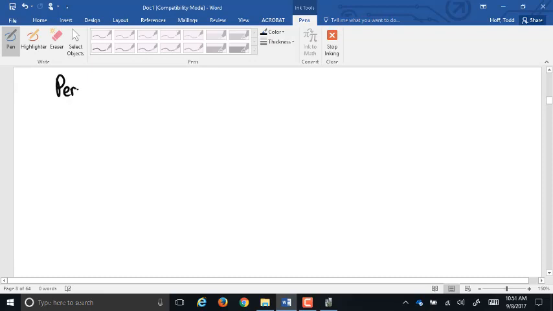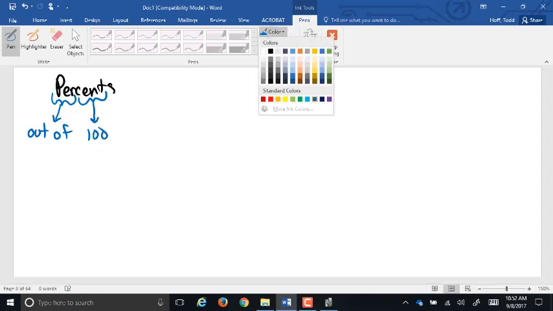To understand percents, the first step is to understand the word itself. Percent is actually two words. Per, if you think of miles per hour or miles per gallon, it's for each or out of. And then cent. You can think of years in a century or cents in a dollar. That means 100. So percent literally means out of 100.